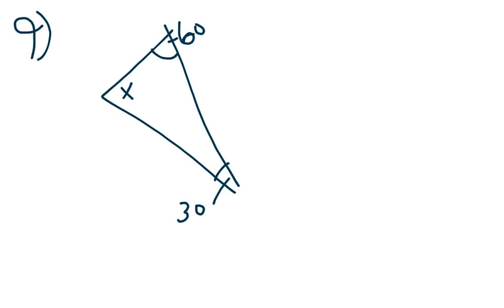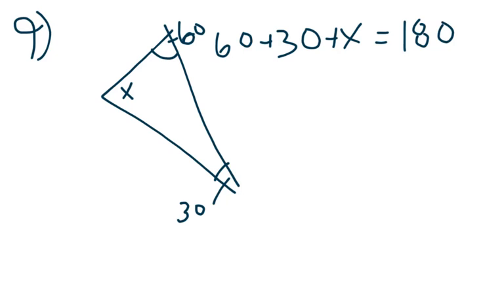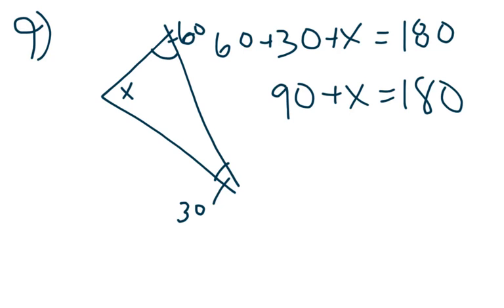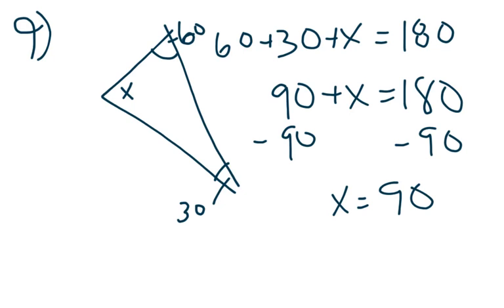Number 9. So we have 60, 30, and x. So 60 plus 30 plus x equals 180. So 60 plus 30 is 90 plus x equals 180, and subtract 90 from both sides, and x equals 90. So 30, 60, 90, that's actually a very special triangle.